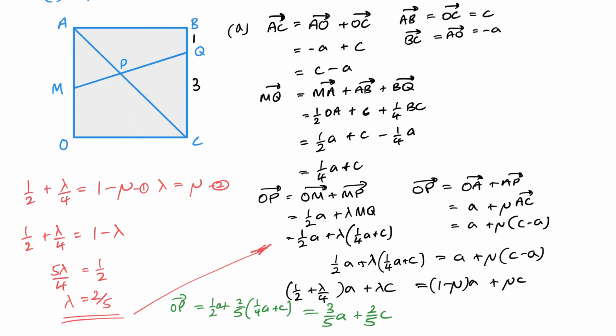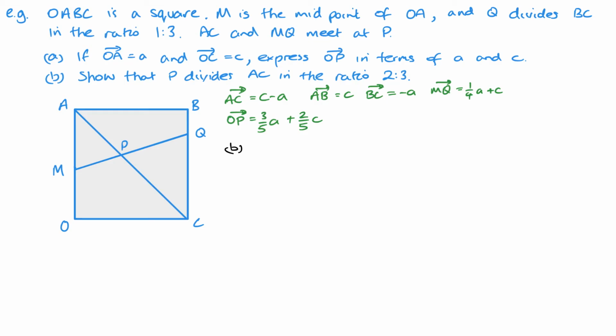And equally, I could have found out what mu is and substituted it into this equation here. Now, for part B, we need to show that P divides AC in the ratio of 2 to 3. So what we want to first look at is finding the vector AP, and then finding the vector PC.